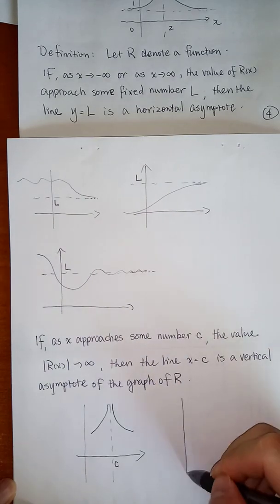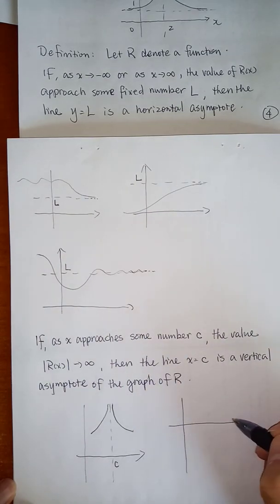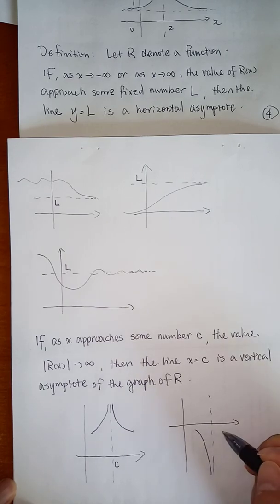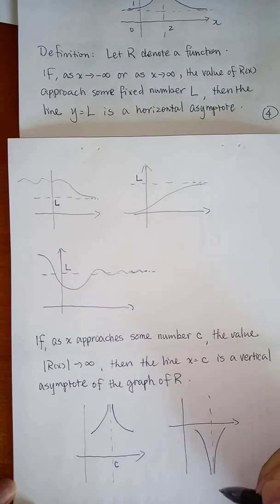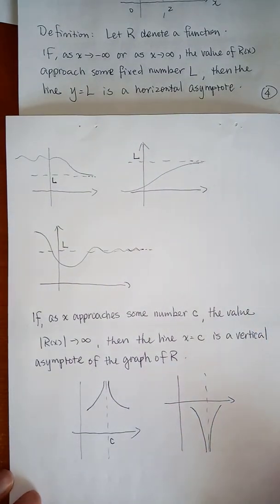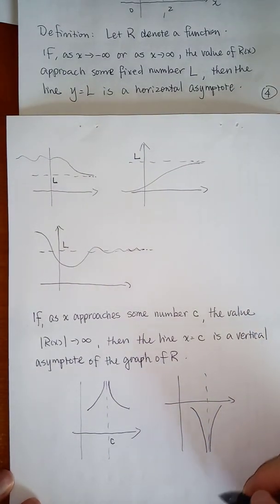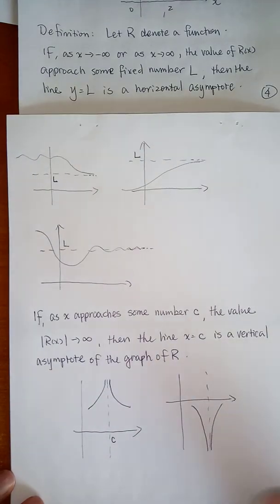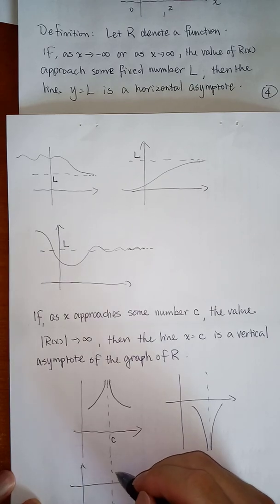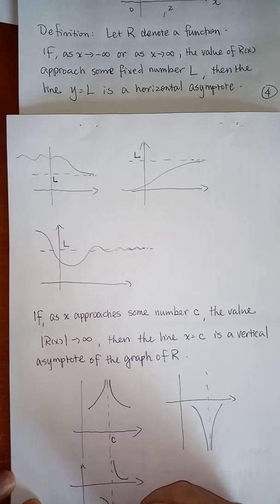It can also be like this. Because when we put absolute value, it becomes positive, but still approaching infinity. It just goes down, down, down. Or it can be like this. One direction is positive, the other direction is negative.